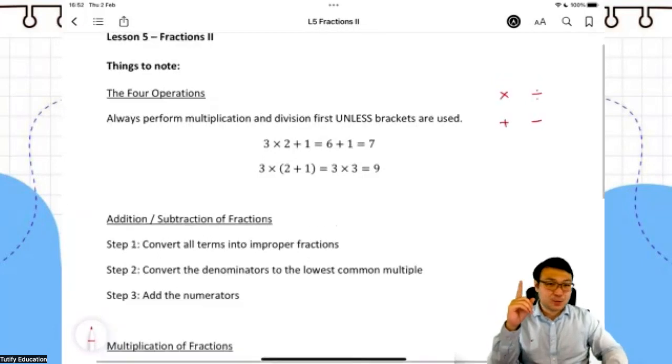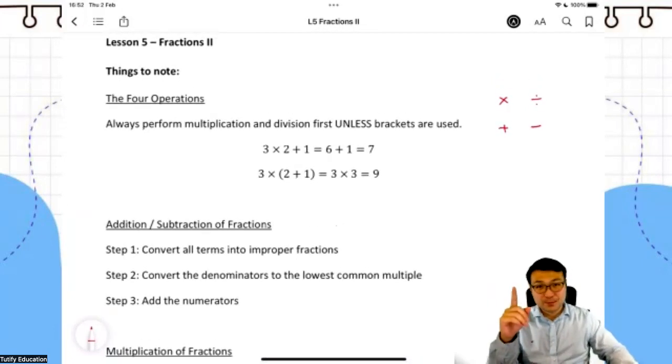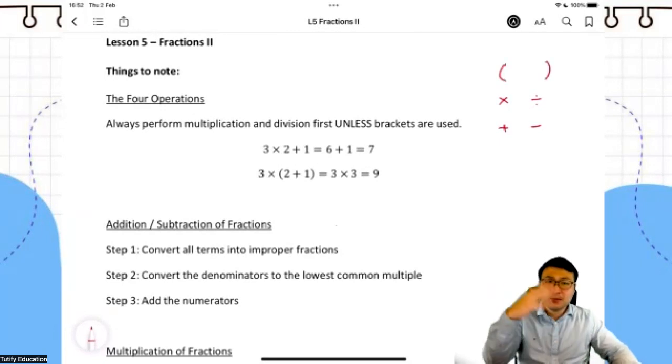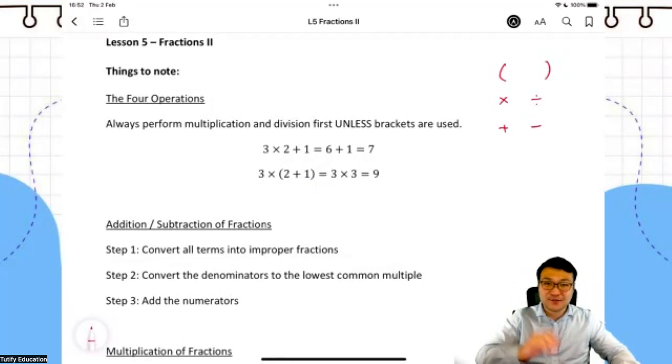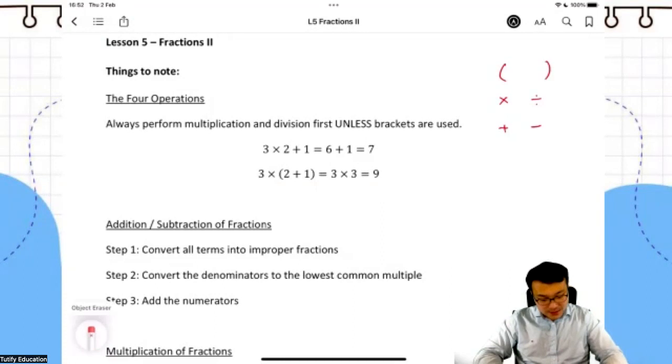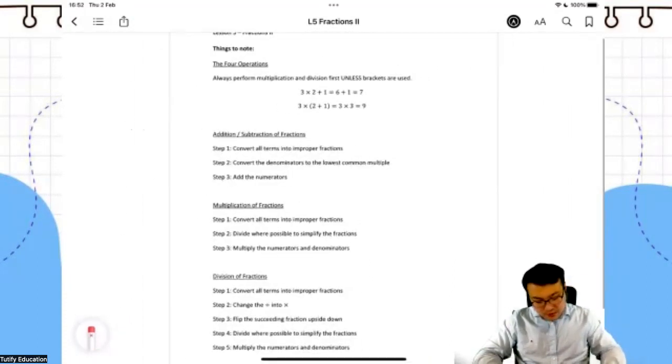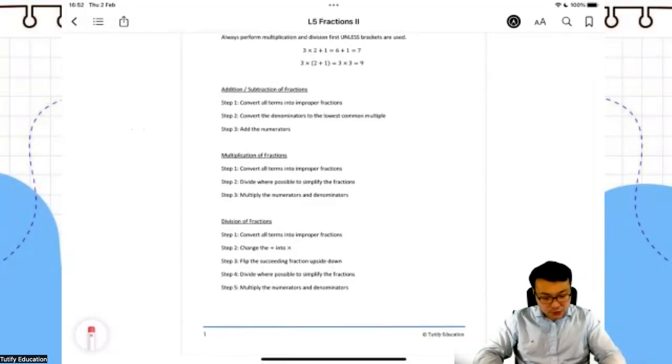However, there's one thing that breaks the rule: brackets. If you see brackets, they are even more important than multiplication and division. So you always have to do the brackets first. So that's the order of operations that we should follow. Okay, students? So I know there's a lot of notes here that you can read, but I'll be teaching you all this along the way, okay?